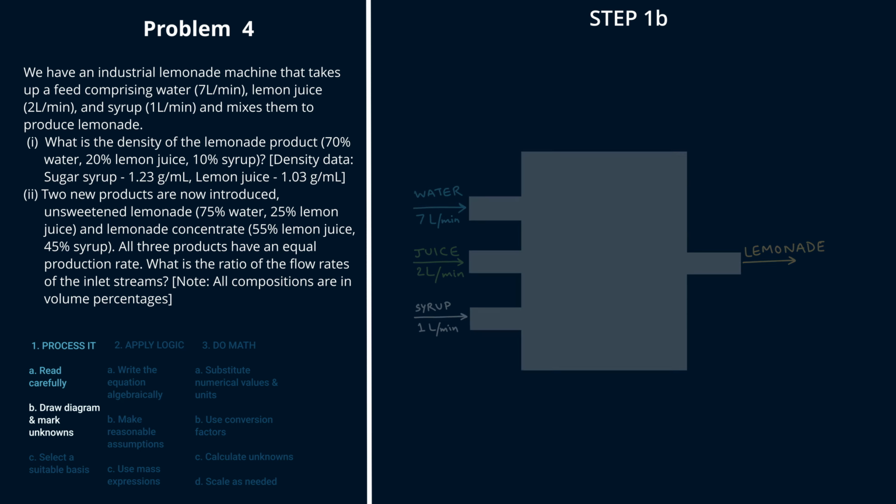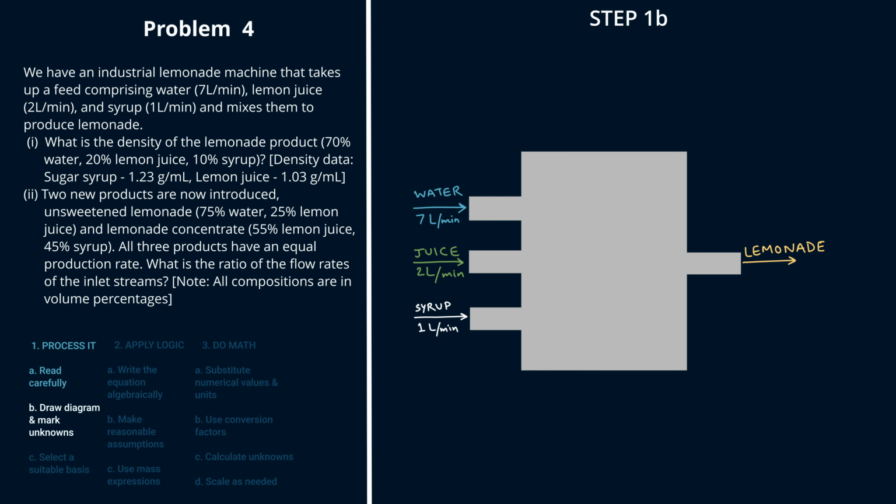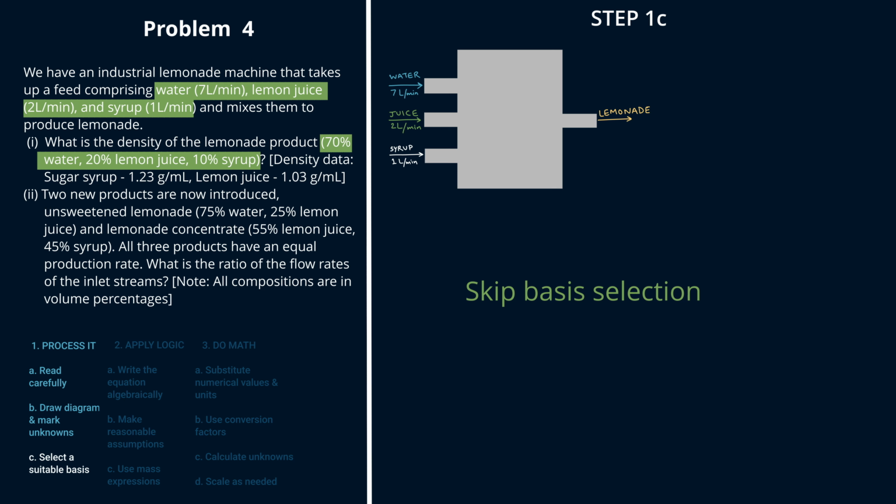Like always, we'll first draw a diagram to represent the system. The machine is the system, the water, juice, and syrup are the inlet streams, and the lemonade is the outlet stream. Let's mark what we know. In the first part, flow rates and compositions are both known, so we can skip basis selection.